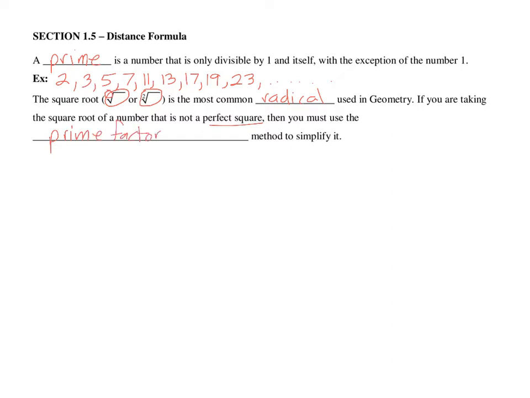Now, what is a perfect square? A perfect square is a number that could be broken down into 2 numbers that when multiplied, you get that number. So for example, 1 is a perfect square, 4 is a perfect square, 9 is a perfect square, 16 is a perfect square, 25 is a perfect square, and so on. Okay, because you could find a number times itself that gives you that particular number.